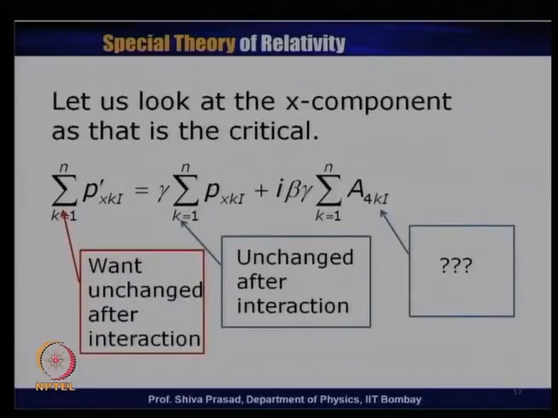Let us look at the first equation, which is much more critical, because for the y components they are equal anyway. So, this is the first equation which I have picked up from the transformation equation, which tells me what is the sum of the x component of the momentum in the S prime frame of reference. When I know these values, how they will transform to the S prime frame of reference, we can see very easily that this summation would be equal to gamma times this summation plus i beta gamma times the summation of this A4, whatever this A4 be.